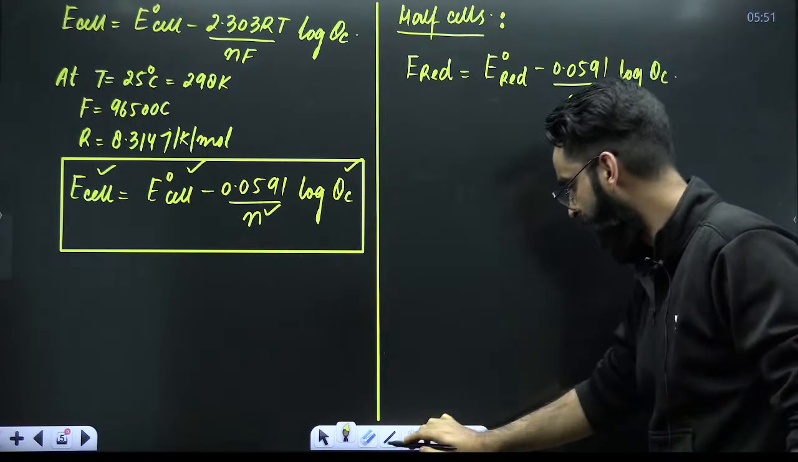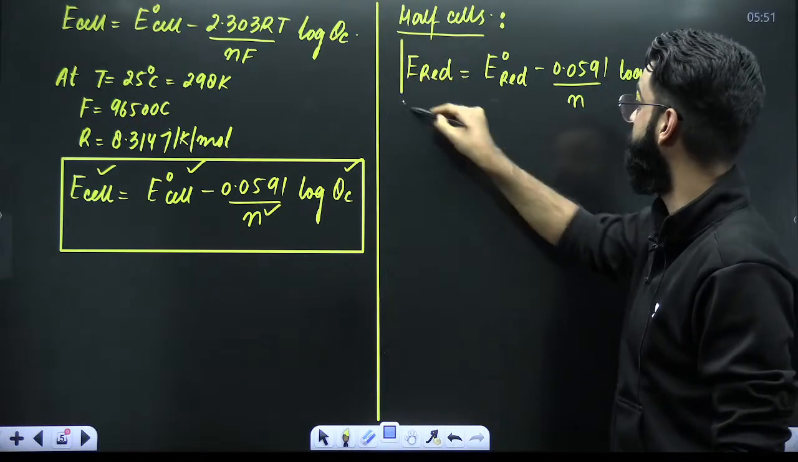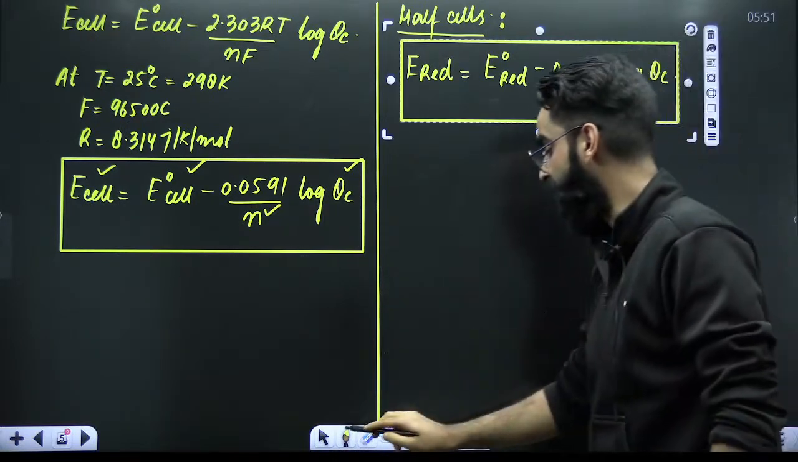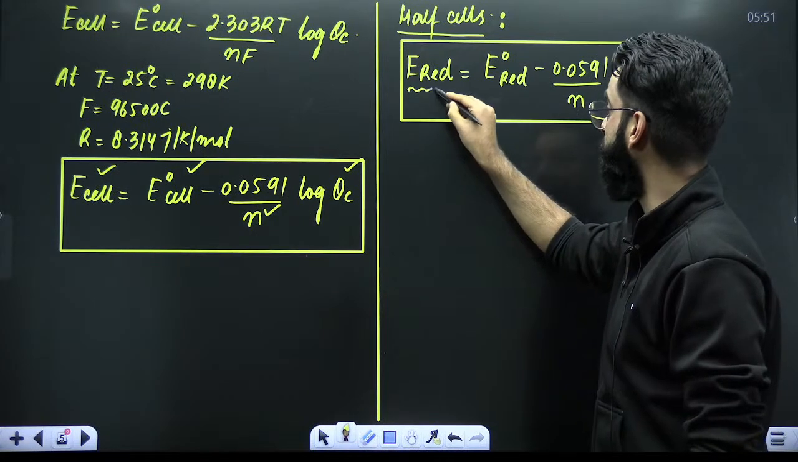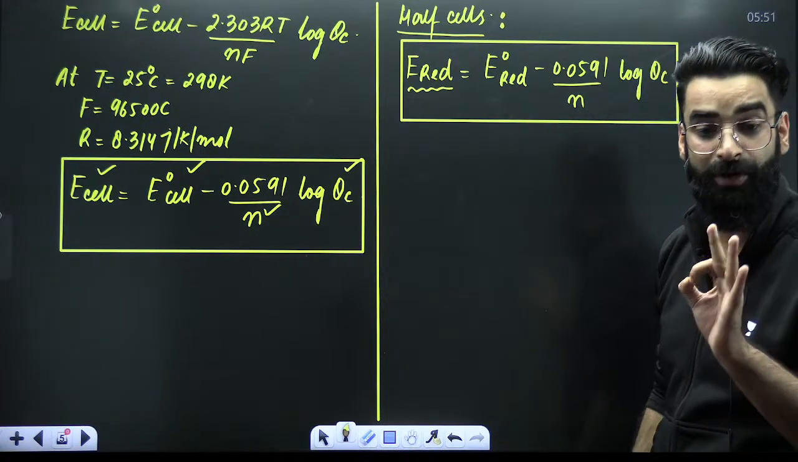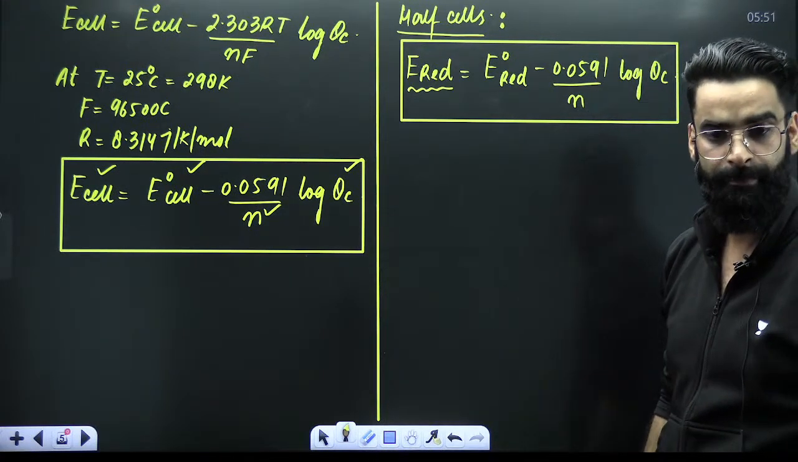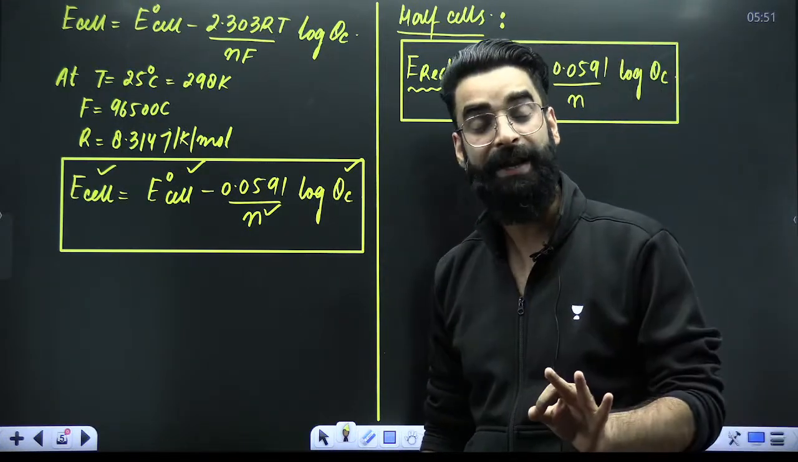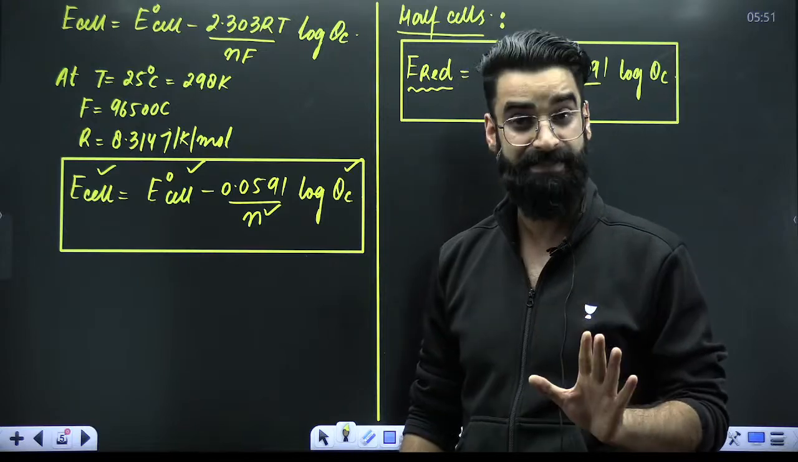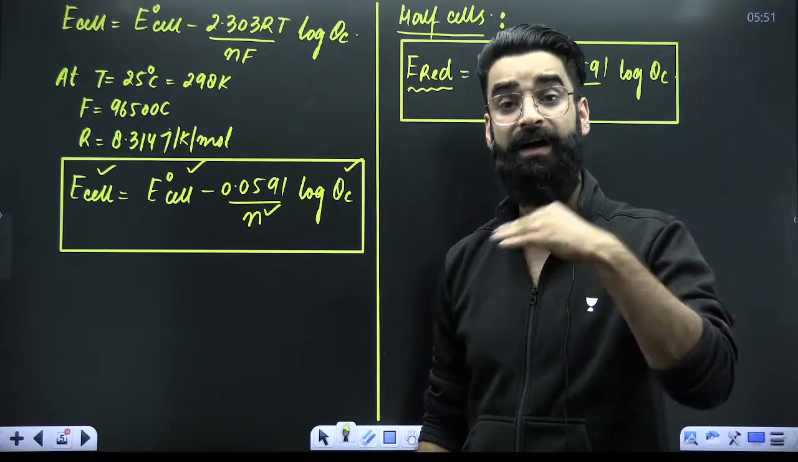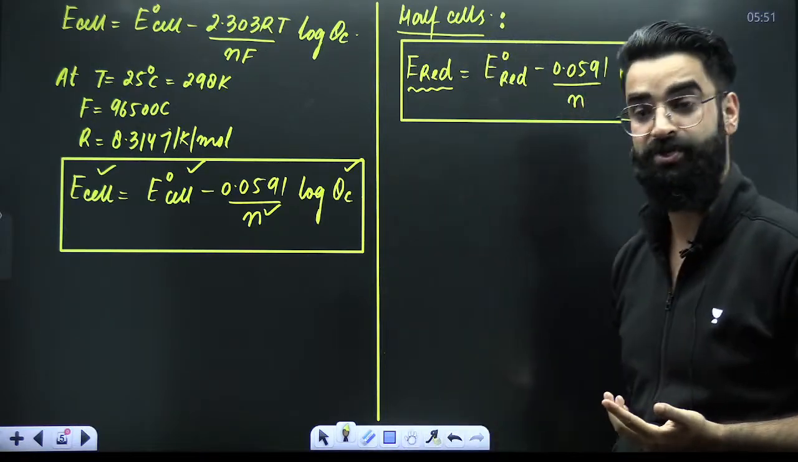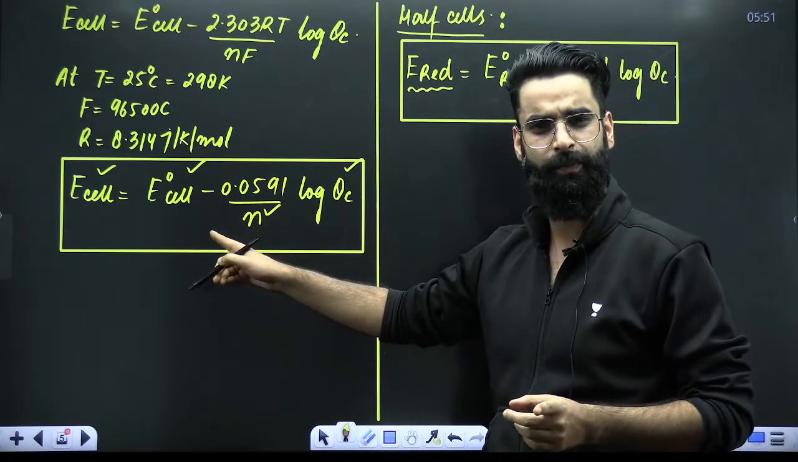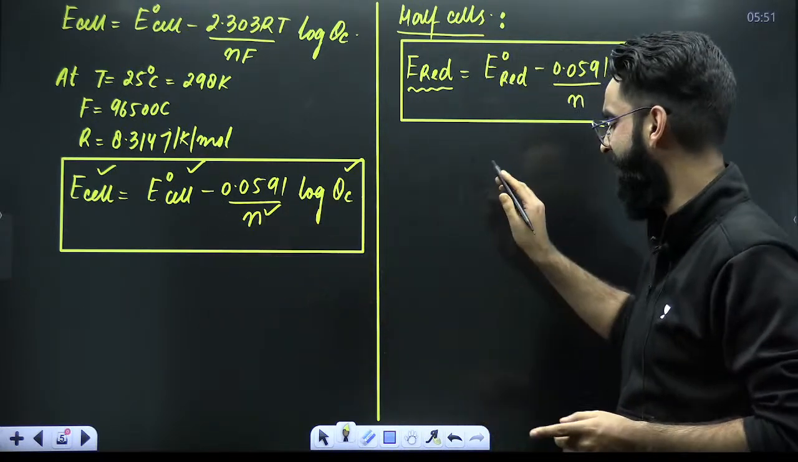Log of QC. So this particular equation is used to calculate the reduction potential of the half cell under non-standard conditions. In the similar way, whenever you need to calculate the oxidation potential of the half cell under non-standard conditions, again, you'll be using this particular equation. And how do you write this equation at that time?